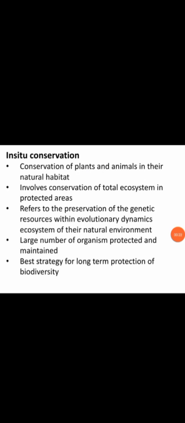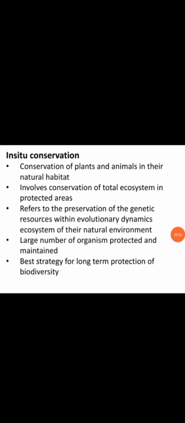Mary's College, Thrissur. Here in this video, we are going to explain in situ and ex situ conservation, keystone species, and measuring biodiversity. So let us first move to in situ and ex situ conservation.